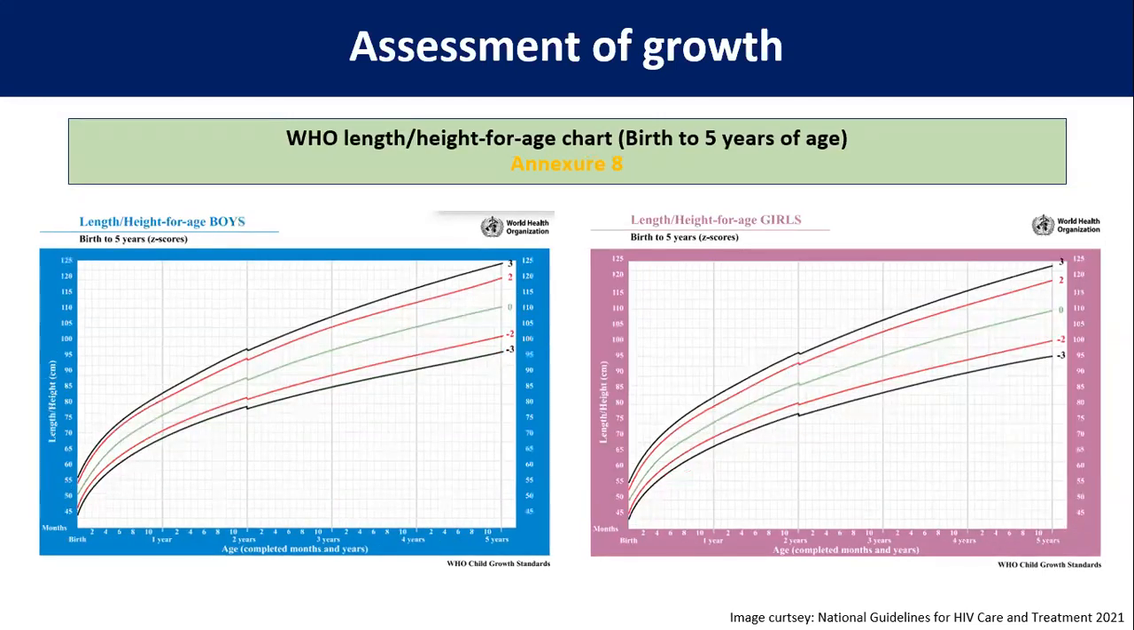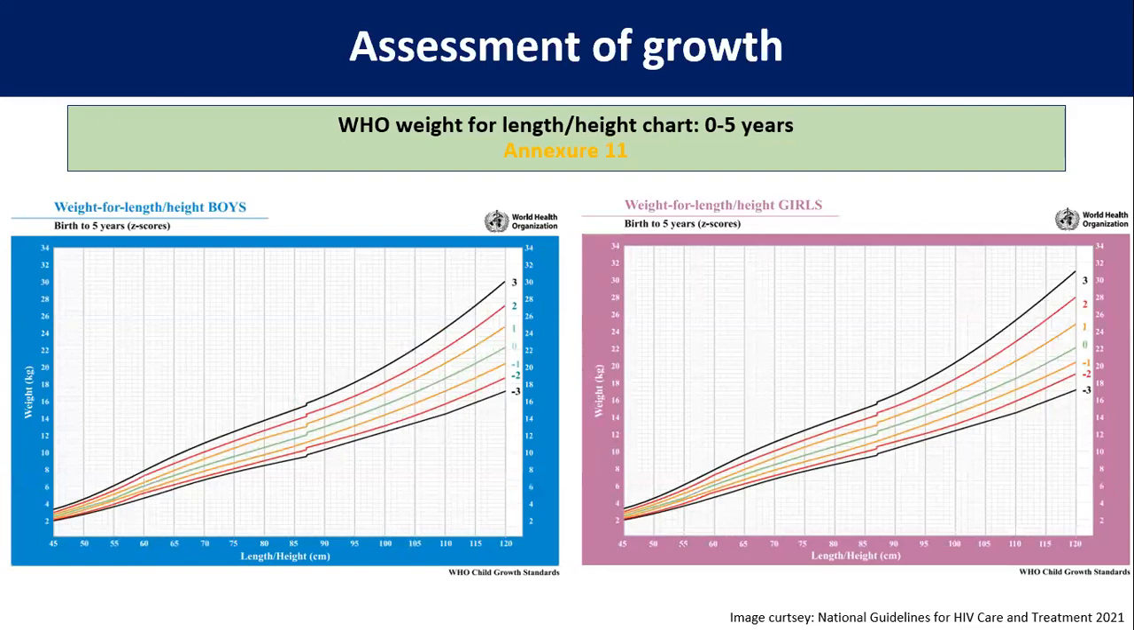Similarly, we also have the length-for-age chart, where we'll know whether the patient is growing taller as per his age, or is stunting, or is not gaining height. Similarly, we also have the weight-for-length and height chart. Length we take for infants below 2 years of age, and above 2 years we take height. Here we'll know whether the CLHIV has adequate weight as per his length compared to the general population.